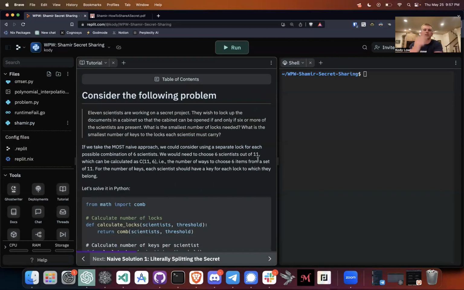So here we go. Consider the following problem: you've got 11 scientists working on a secret project. They wish to lock up the documents in a cabinet so that the cabinet can be opened if and only if 6 or more of the scientists are present. What's the smallest number of locks needed? What is the smallest number of keys to the locks that each scientist must carry?